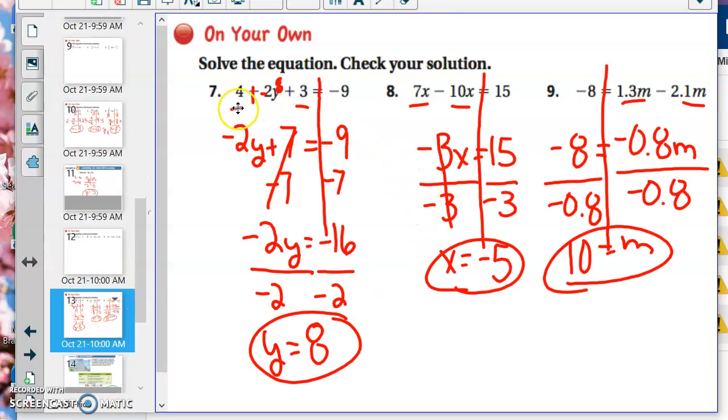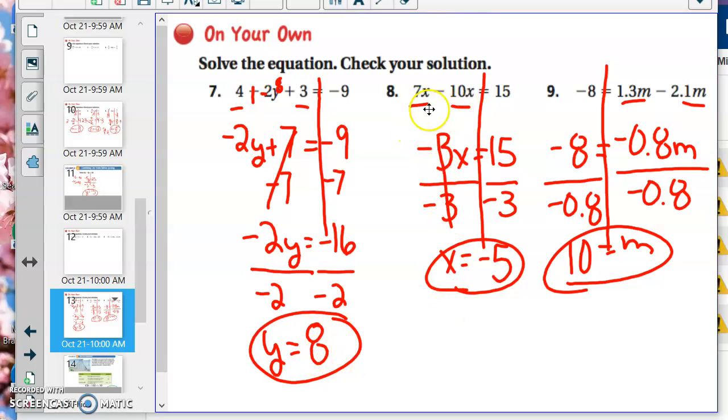Alright, to check these ones, first I had to combine these like terms of 4 and 3. And 4 plus 3 is 7. So then I'd have to subtract 7 on both sides. That leaves me with negative 2y equals negative 16. And then I divide by negative 2 on both sides, and that leaves me with 8.